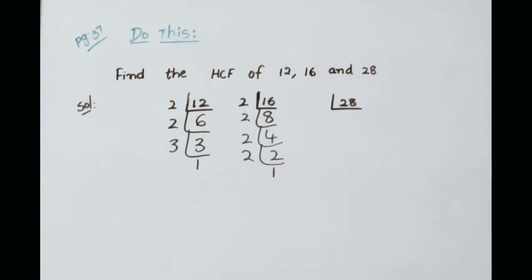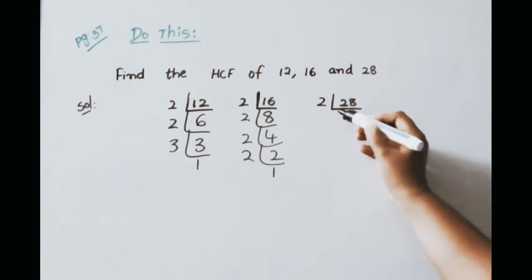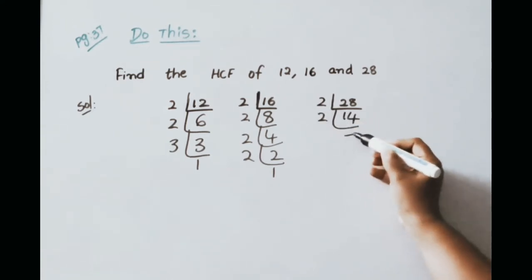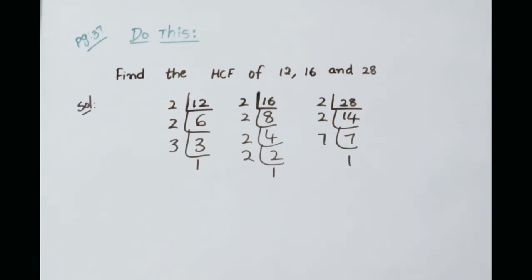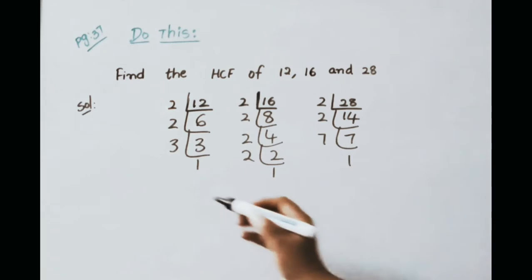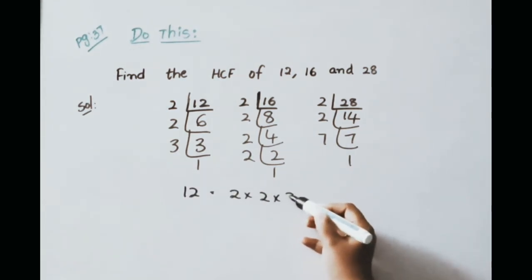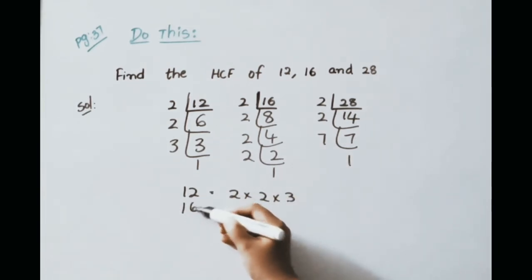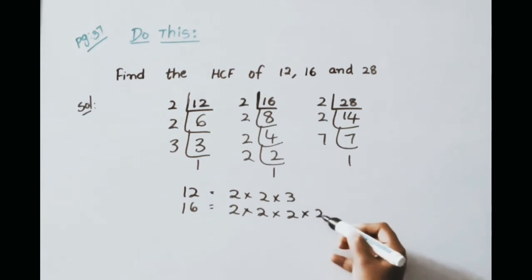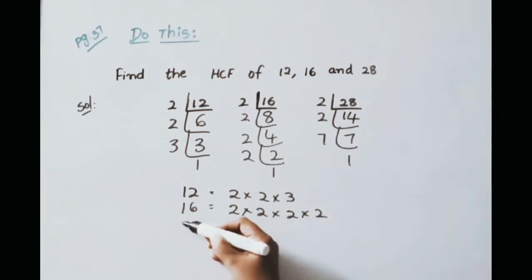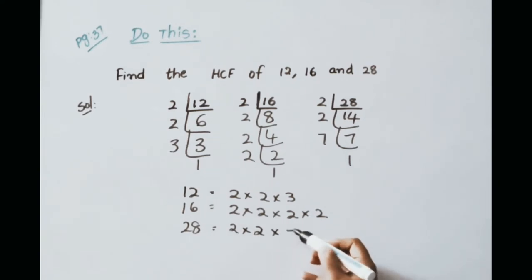Now let us find factors for 28. 2 table, 2 14s are 28. 2 table, 2 7s are 14. 7 table, 7 1s are 7. Now write down factors for 12. 2 into 2 into 3. Factors for 16. 2 into 2 into 2 into 2. Next factors for 28. That equals to 2 into 2 into 7.